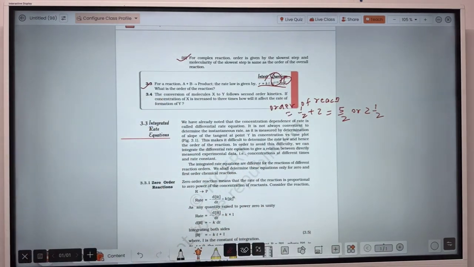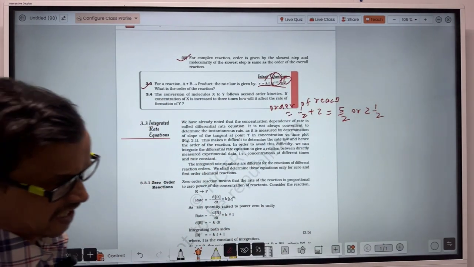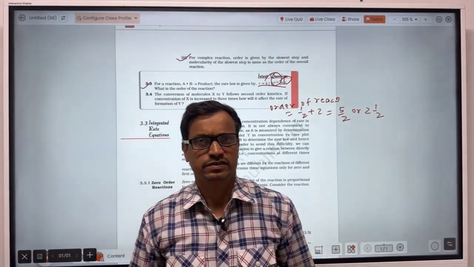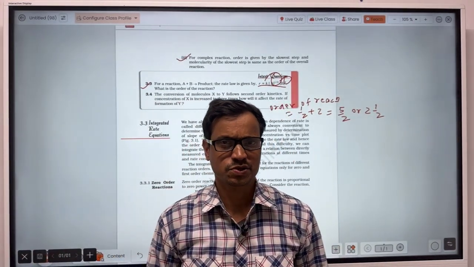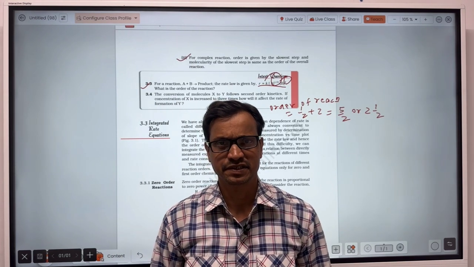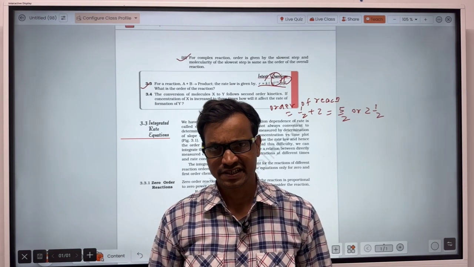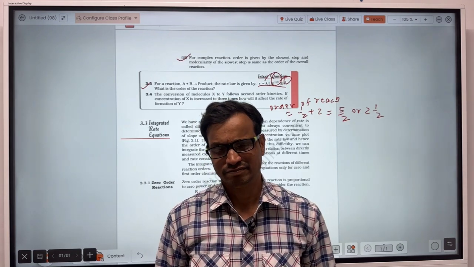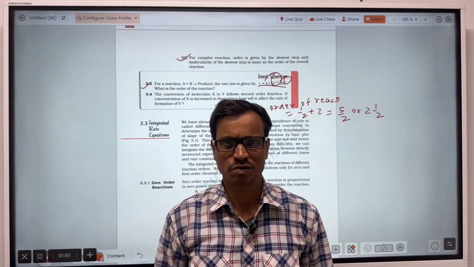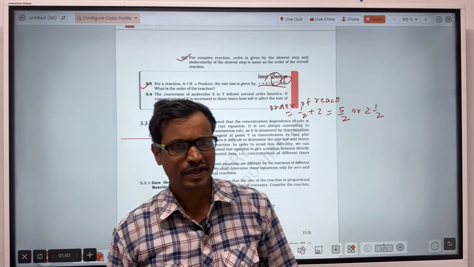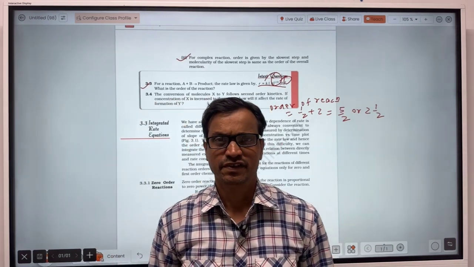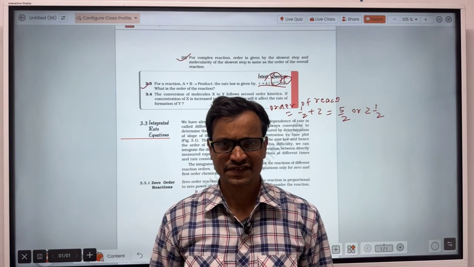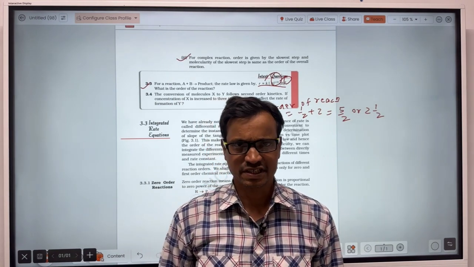Next, question 3.24. This type of question has been asked in the 12th board examination, and this type of question may also be asked in the CUET examination as well as in the NEET examination. For the JEE Main examination it may be asked, but there are not so many chances, but it has high relevancy for the 12th board examination, CUET examination as well as for the NEET examination.